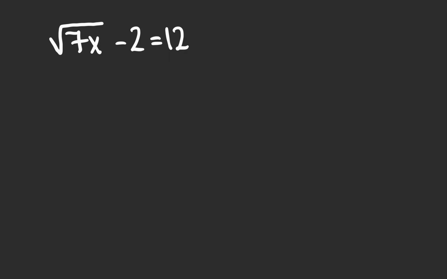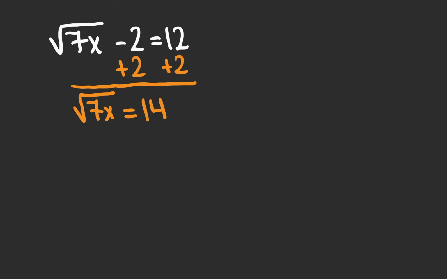For this square root equation, we are going to add 2 to both sides first. This will leave us with the square root of 7x is equal to 14. From there, I will then square both sides. This will leave me with 7x is equal to 196. I will then divide both sides by 7, and this will leave me with x is equal to 28.